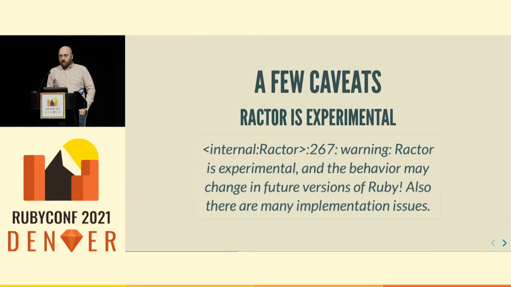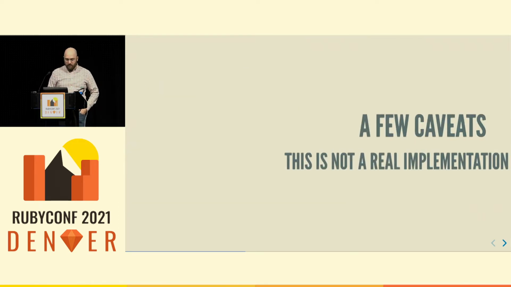All right, so there are a few caveats. Reactor is experimental. The behavior may change in future versions of Ruby. Also, there are many implementation issues. Every time you use Reactor right now, you'll get this warning. I think that Ractor is the future of parallel processing in Ruby, but that future isn't quite here yet. I think we're still learning what patterns and practices work best, and certainly I wouldn't say you should copy any of the code here and use it as the right way of doing things.